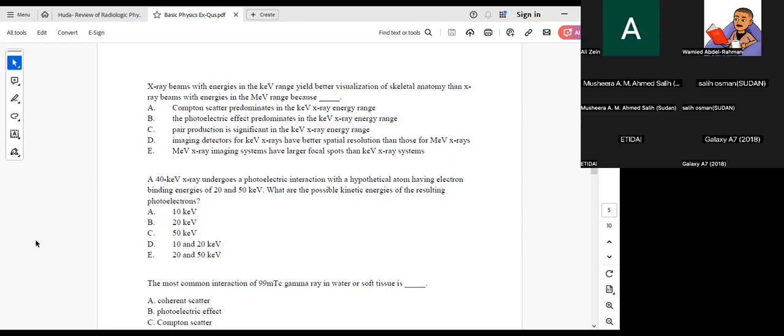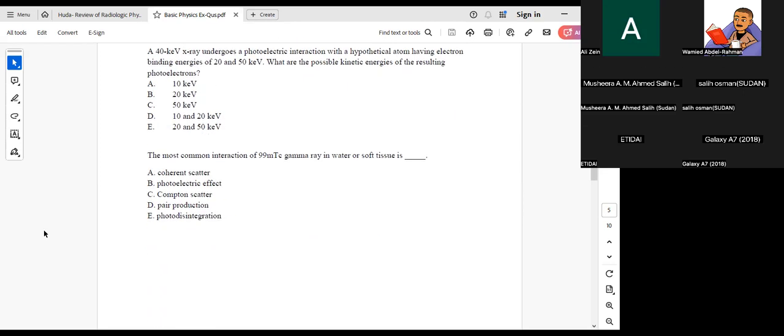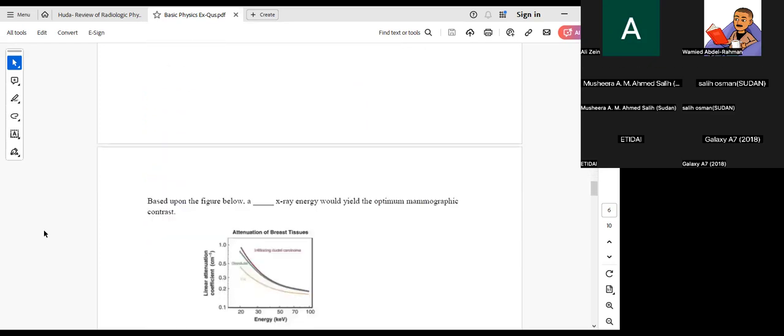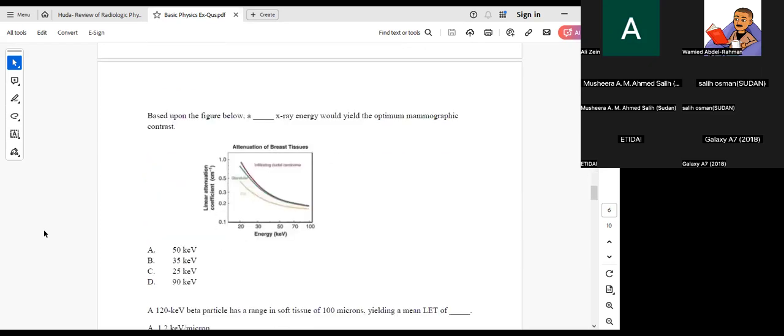These are all things we're going to cover. It's good that I see these questions. Next: the most common interaction of a gamma ray in water or soft tissue. So this is Compton. Anything in soft tissue except mammography, even in the diagnostic range at 50 kV, the dominant interaction in water is going to be Compton scattering.